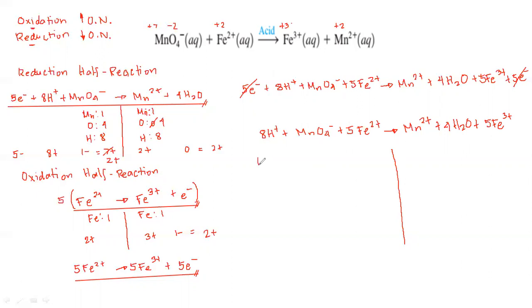So we have here hydrogen of 8, manganese is 1, oxygen is 4, and iron is 5. At the right side, we have hydrogen of 8, manganese is 1, oxygen is 4, and iron is 5. So all the elements are balanced.